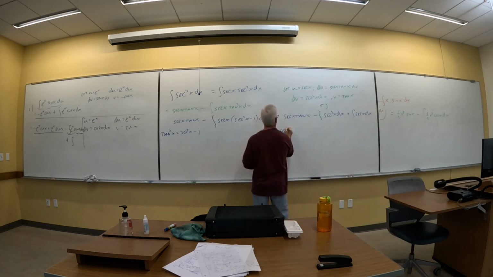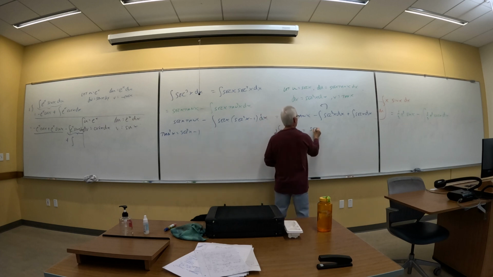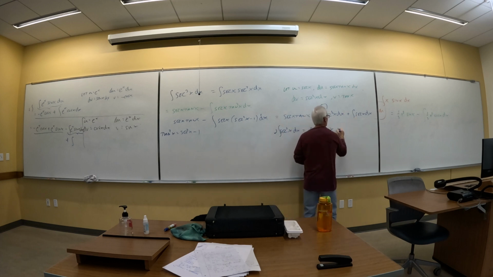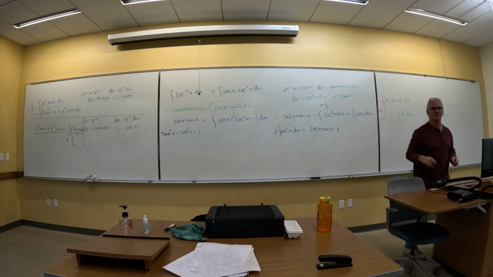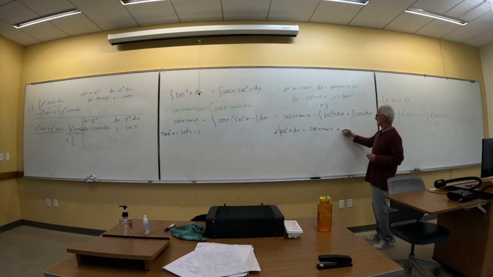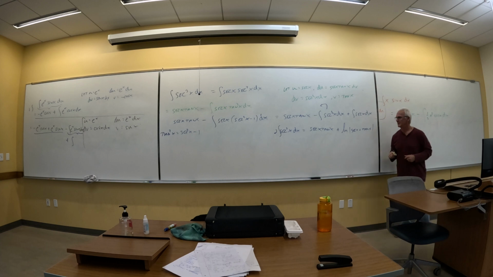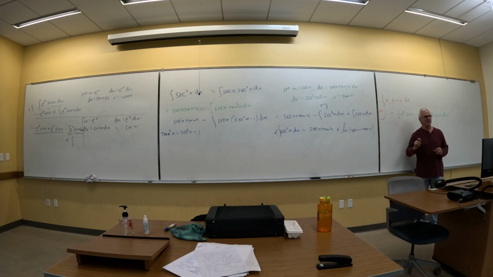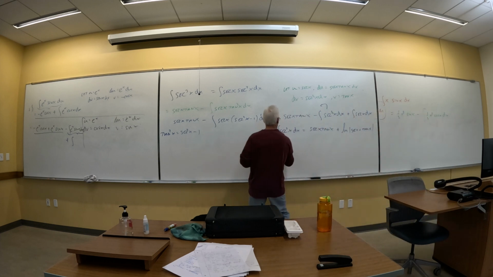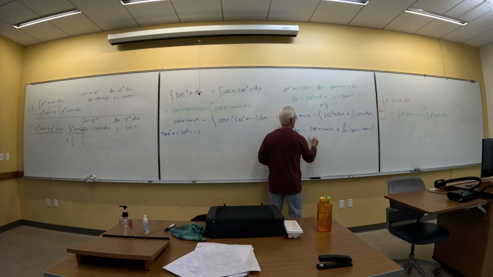So then I'd have two secant cubed x's. And what do I have on the right side? I have secant x tan x. What's the antiderivative of the secant function? That's a little more obscure. It's the log of secant x plus tan x. Do we have enough to finish now? So what does the secant cubed look like? Half of that.